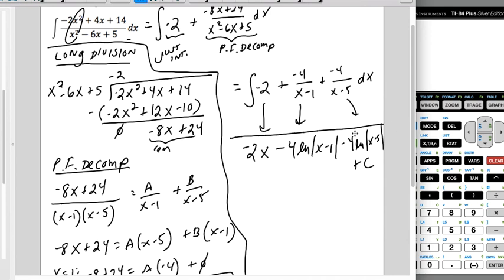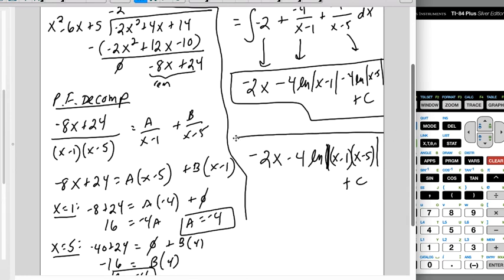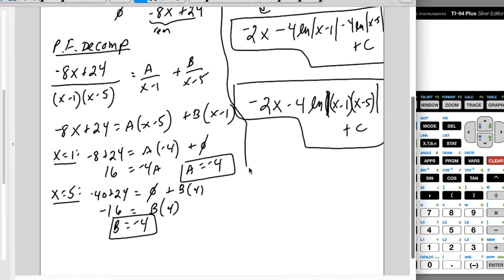So that answer's not wrong, although it's a little bit squished, right? The other way you're going to see that is with the logs probably combined, right? So you might see something like this. You might see the 4 factored out. If you factor the 4 out, this is the natural log of the absolute value of this thing times this thing, right? Because if you factor out the negative 4, they'd both be on top. Plus C, that's one way you might see it. There are other options, right? There's a ton of different ways this could be written.